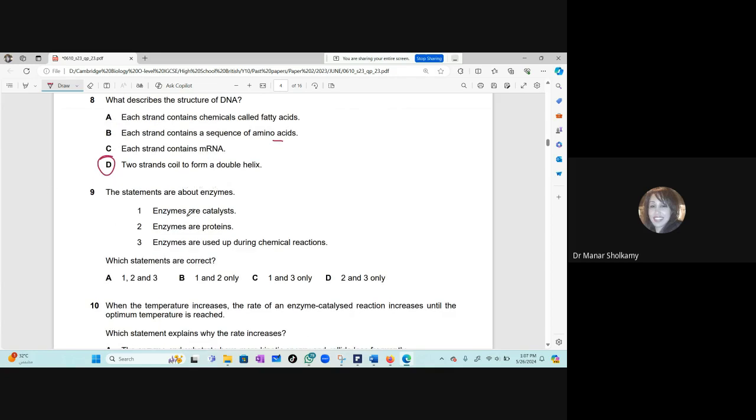The statements are about enzymes. 1. Enzymes are catalysts. 2. Enzymes are proteins. 3. Enzymes are used up during the chemical reaction. Which statements are correct? Now, this is so easy. B. Yes. The last one, number 3, is wrong.